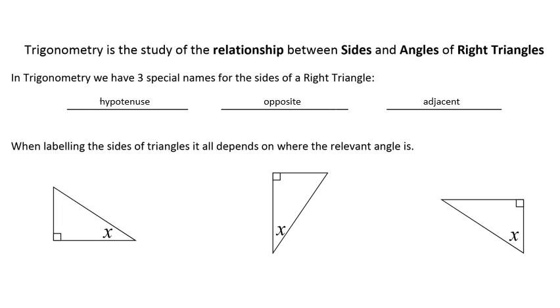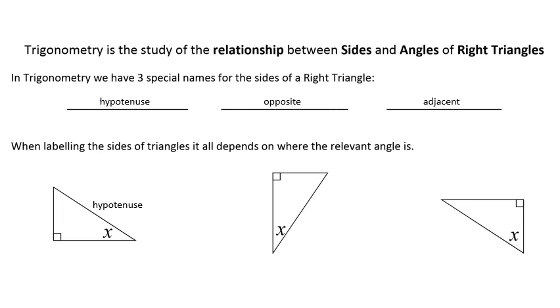So when we label a right triangle, the hypotenuse is always the side that's across from the right angle or the square angle. So in the first triangle, we can find the hypotenuse by looking across from that right angle, and it's right there. So the hypotenuse is always the longest side.